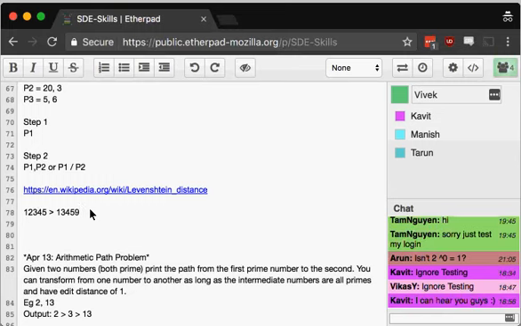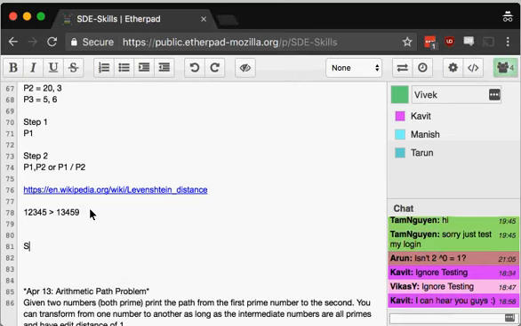I see. Sorry, I completely misunderstood what you were saying. Thanks, Kavit. I see now what it means. So the two options you have are: one is to look at the prime numbers and check if they are at edit distance 1 from the source, or you can generate all numbers of edit distance 1 and then check if they are in the prime number set. You can do both operations, and I think starting from the prime number and checking for edit distance is a faster operation than the other way around.